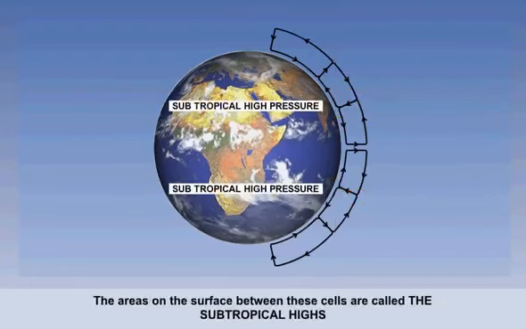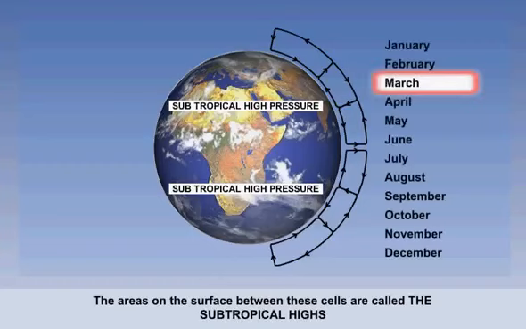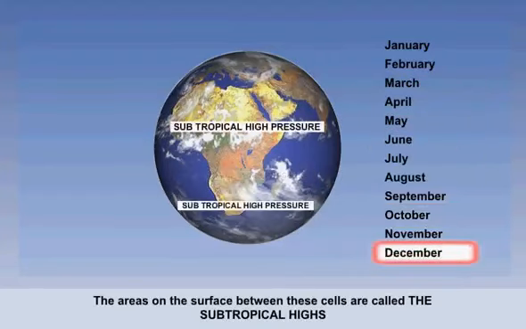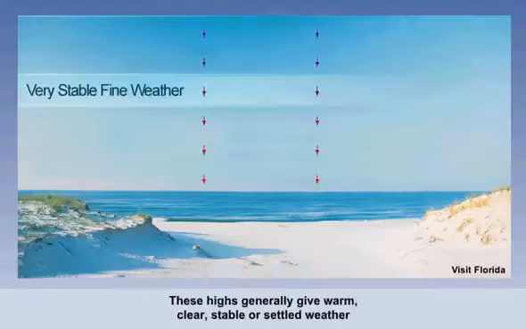These high pressures form two bands around the Earth, from about 20 degrees latitude to about 45 degrees latitude. They form what is known as the subtropical oceanic high pressure belt. This belt will move north and south with movement of the sun, moving to higher latitudes in summer and lower latitudes in winter. The subtropical highs tend to give very stable, fine weather.